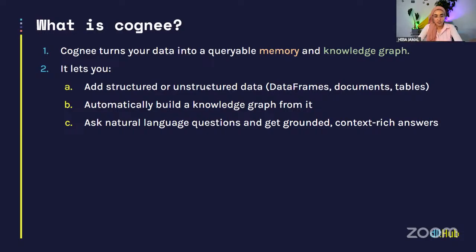So Cognee lets you add structured or unstructured data because it also has DLT integration into it. DLT also can understand structured or unstructured data, so does Cognee. And then after you add your data, you can automatically build a knowledge graph from it, and you can ask natural language questions and get answers that are rich in context, just as we try to do in any RAG systems. We want our answers to be context aware, not just general search from GPT.